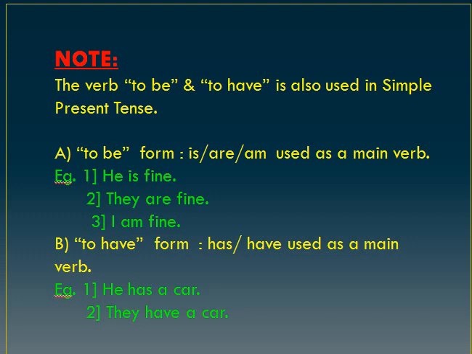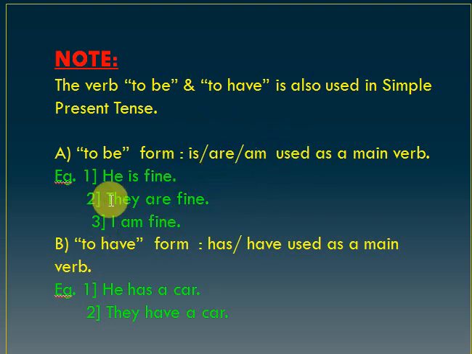Now see the first. The verb to be and to have you also use in the simple present tense. See the first, the to be form, what will come? Is, are, am. Remember it. Used as a main verb. If is, are, am I am using as an auxiliary verb, then it will not be the simple present tense. It will be the continuous. Like he is writing a letter, they are writing a letter, I am writing a letter. But if is, are, am I am using as the main verb, then remember it is the simple present tense.